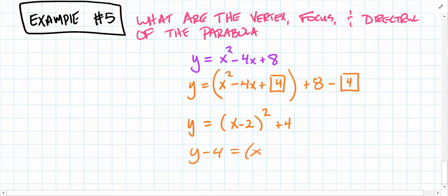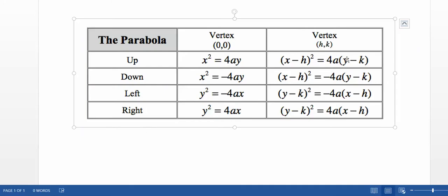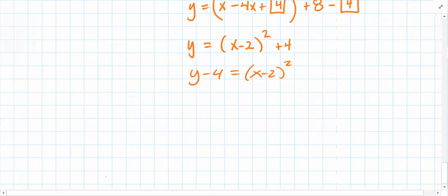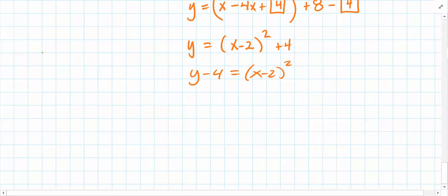Alright, it's looking pretty good. So I have something minus something squared, and x equals y minus 4. If I compare that to the form I have here, this parabola is going to have to open up, because I'm going to have x minus h squared equals 4a times y minus k. So to write down the equation that this is related to, I'd have this: x minus h squared equals 4a times y minus k. I'll rewrite it in that form so you guys can see what I'm talking about.